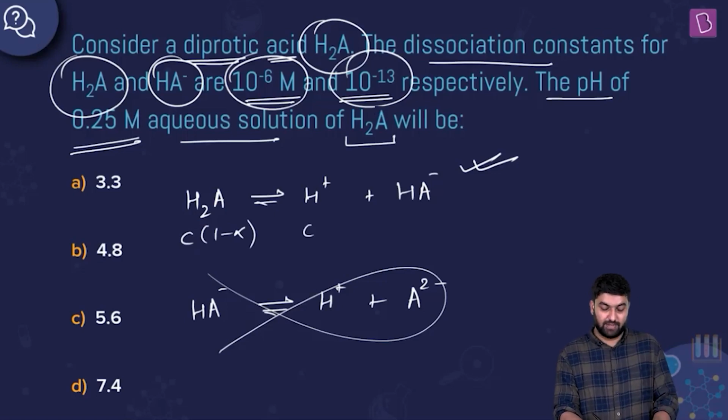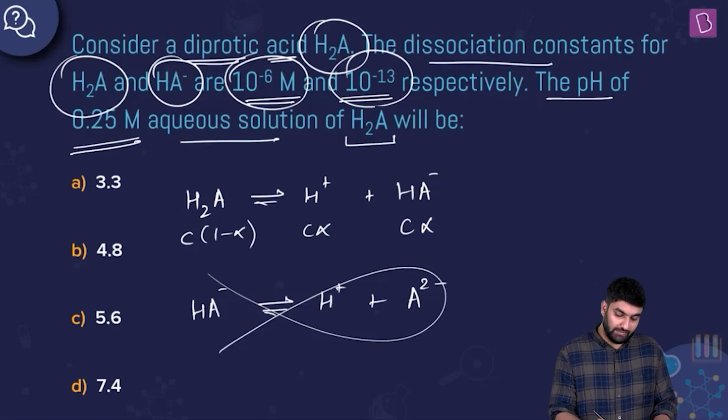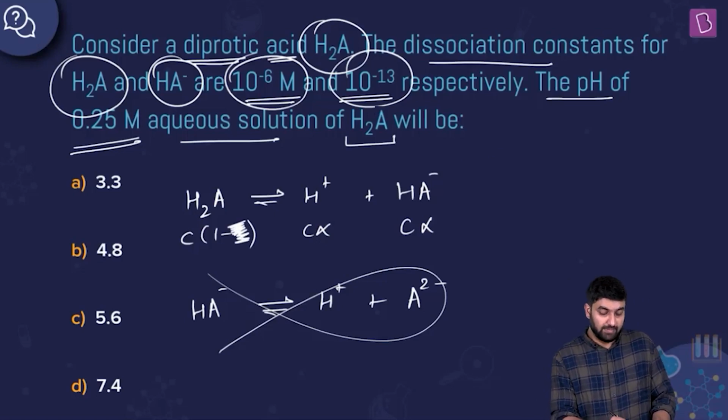With that, I can just proceed like a monobasic acid over here. We have C(1 minus alpha), C alpha, and C alpha. Is there some strong acid present? No, it isn't. And now it's a simple question, right? What do we have to do here? Also, we have 10 to the power minus 6, so we can further approximate this part as well, right? The concentration value is also pretty nice, right?